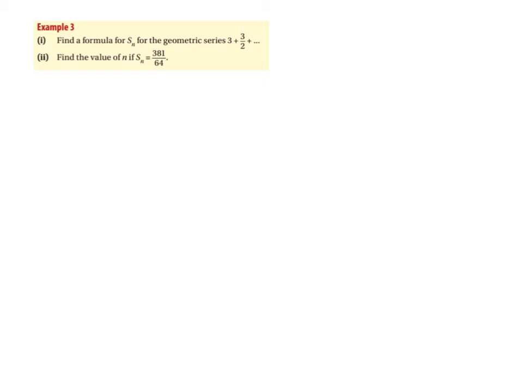Okay, so we're just going to use that formula now. We'll just write that down again. So we said that Sn was equal to a(1 minus r to the n) all over 1 minus r. And you can see it says find a formula for Sn for a geometric sequence 3 plus 3 over 2 plus and so on. So hopefully we can see if we have 3 plus 3 over 2 plus, and it tells us it's geometric. We can see here that the first one, our a, our first term, is equal to 3. And how do we get from 3 to 3 over 2? Well, you can see here we're multiplying by a half. So r is equal to a half.